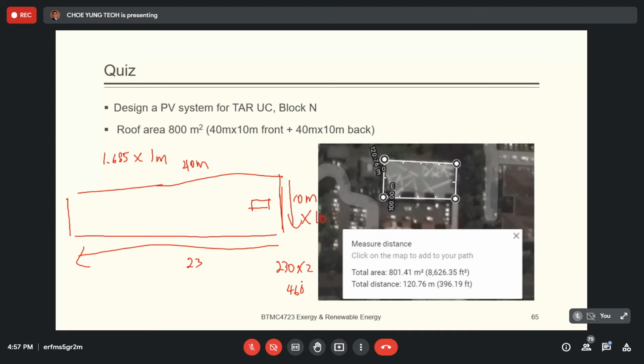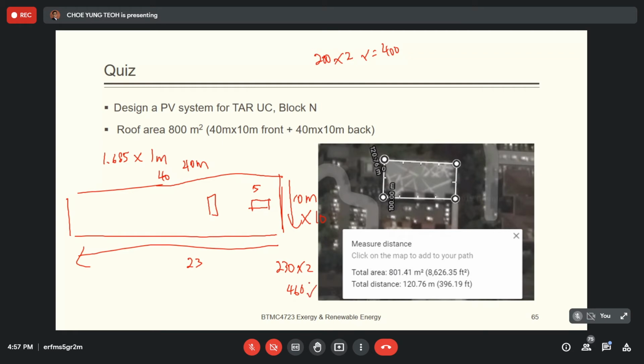But of course, you can also put it the other way around, vertically. If I put vertically, horizontally I can have 40 pieces, and vertically, 10 divided by 1.685 is 5.9, so I can put 5 pieces. 40 times 5, so I get 200 on one side, and on two sides, 400 pieces. So I think I should put it horizontally.